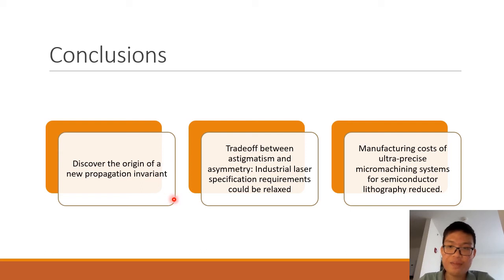This new propagation invariant, the extremal ellipticity, is remarkable because it describes a trade-off between astigmatism and asymmetry. So in the past, people usually specified both the astigmatism and asymmetry during manufacturing of ultra-precise lasers. However, since we have proven that they are constrained by an invariant, it only makes sense to specify either of them because the other one would be constrained by the first one already. And as a result, because the requirements can be relaxed, we can actually reduce the cost of manufacturing ultra-precise micro-machining systems, which has applications in, for example, semiconductor lithography.